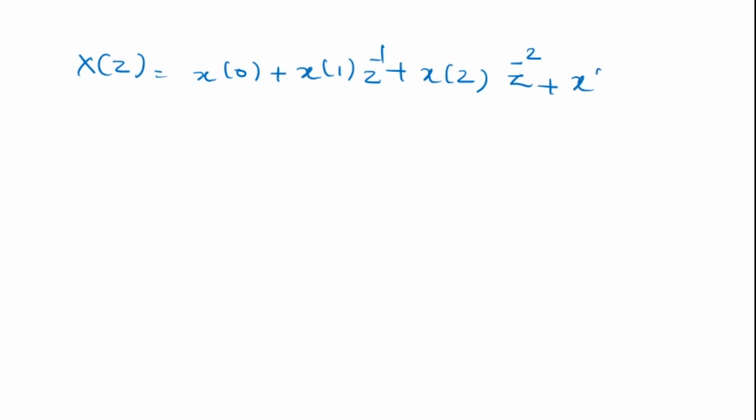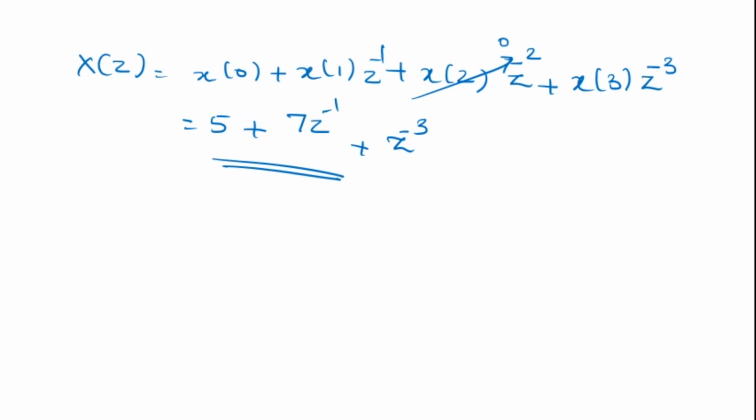Therefore, x of z is equal to x of 0 plus x of 1 into z inverse plus x of 2 into z to the power minus 2 plus x of 3 into z to the power minus 3. So, from the given problem, we have to substitute the values. X of 0 is 5 plus x of 1 is 7 into z inverse, and x of 2 is 0 and x of 3 is 1. So, it is z to the power minus 3, which is the required answer.